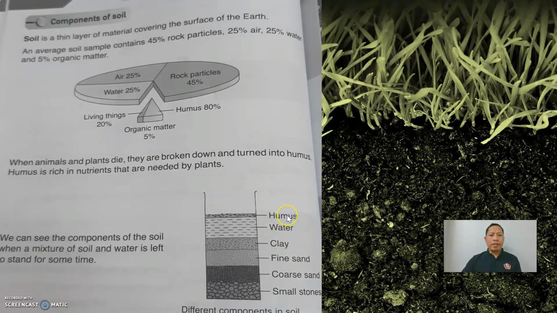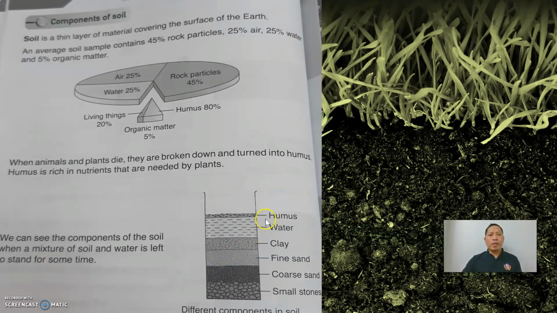Okay, please memorize this. Humus, water, clay, fine sand, coarse sand, small stones. Okay, these are examples of different components in soil. So we can see this mixture of soil, and humus is on the top and small stones is below the components. Now, this time you're going to answer your book.